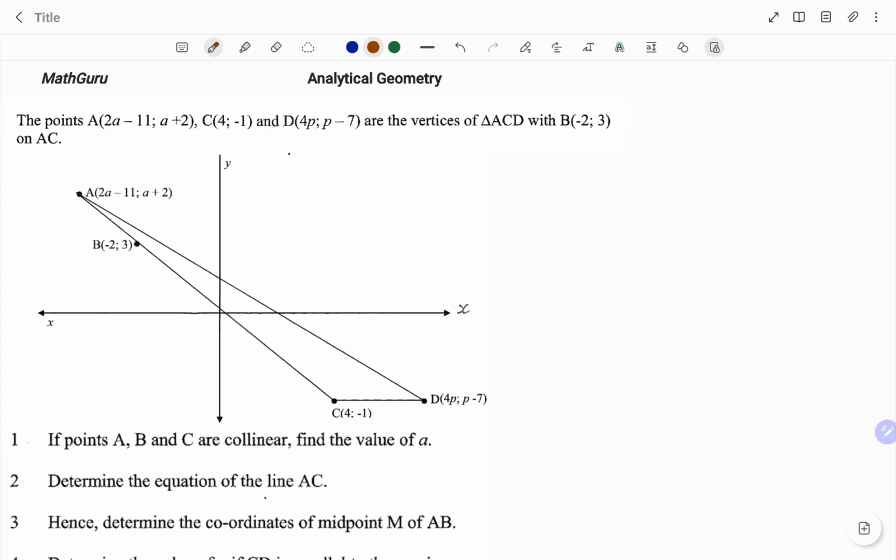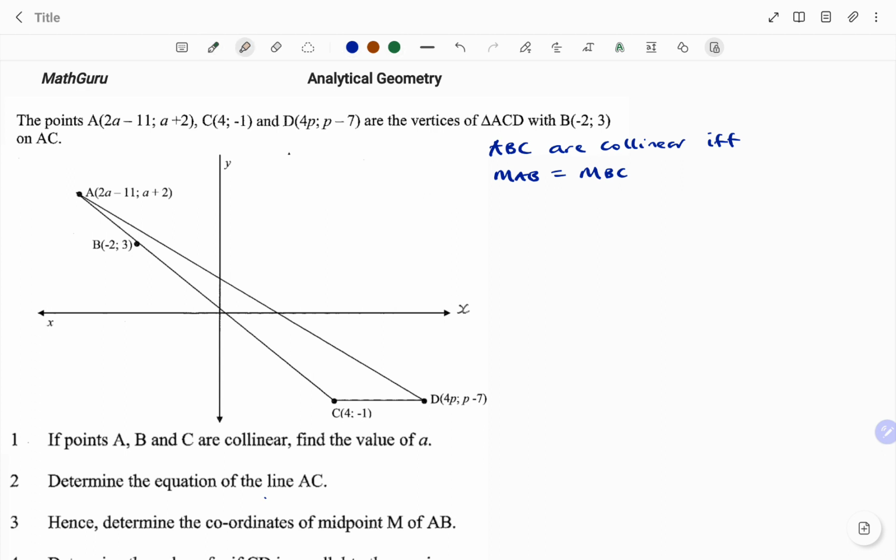So for example, if I have a straight line and I have the points A, B, C, what it means is A, B, C are collinear if and only if the gradient of AB is equal to the gradient of BC, which is also equal to the gradient of AC. So we have A, B, C are collinear if and only if the gradient of AB is equal to the gradient of BC. I'm going to start with the gradient of AB.